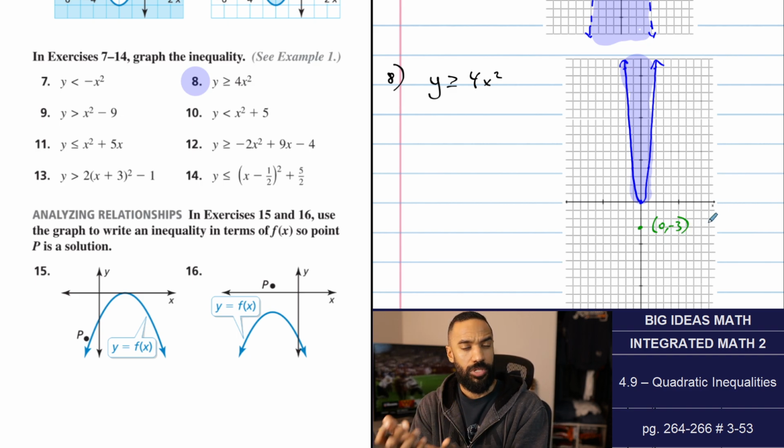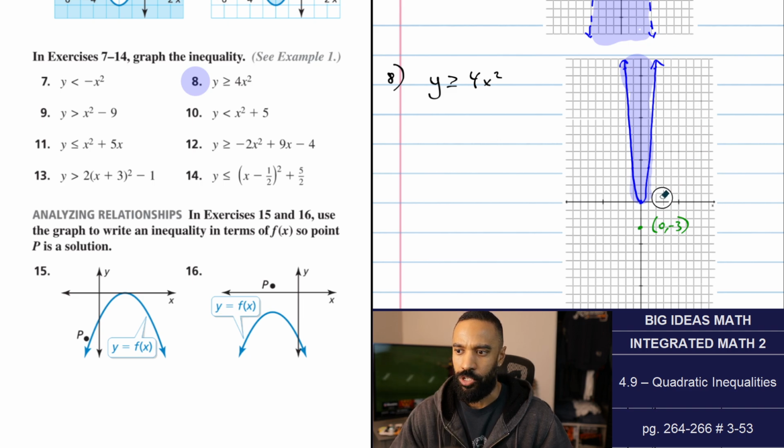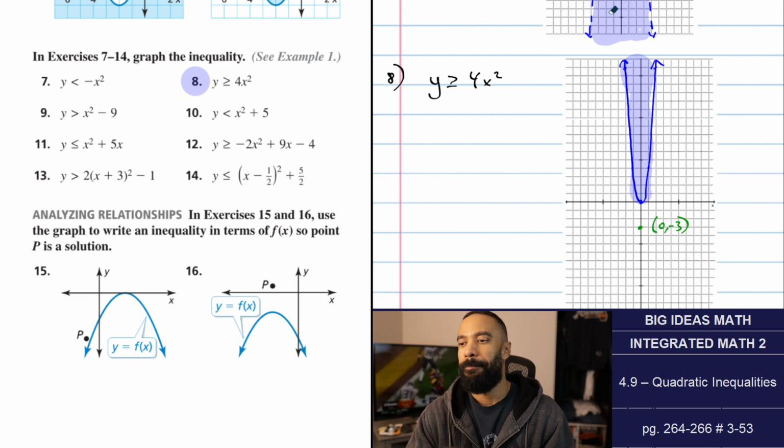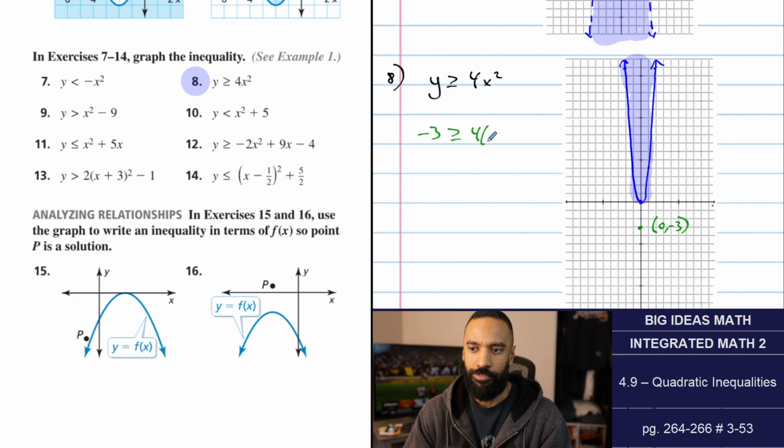I don't expect a true statement to come out, right? Only things inside the shaded region, which, if I did this well, would actually look more like... Oh, boy. I can't really erase it. When I test 0, -3 this time, I get... whoopsie. I get -3 is greater than or equal to 4 times 0 squared.